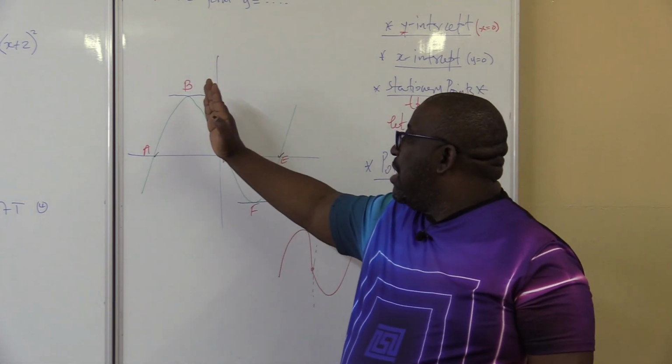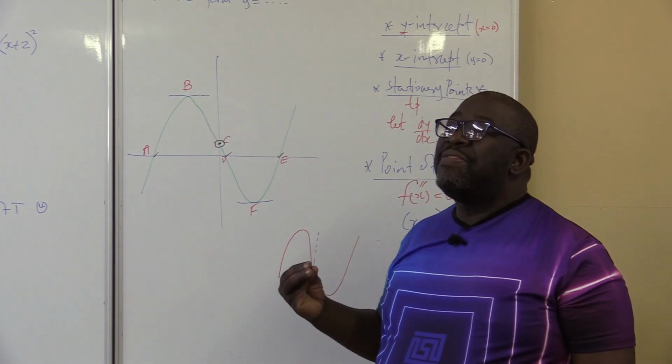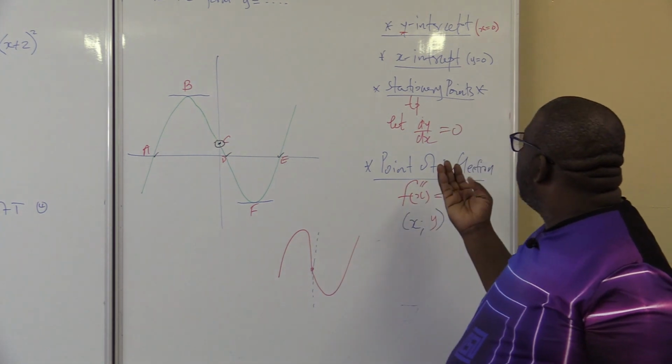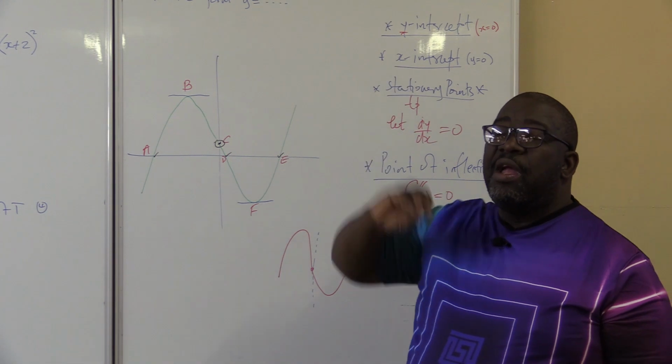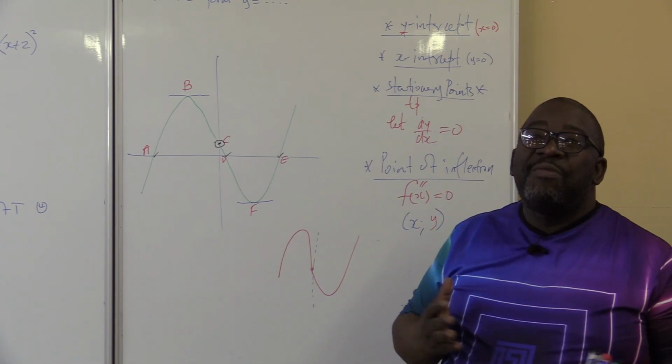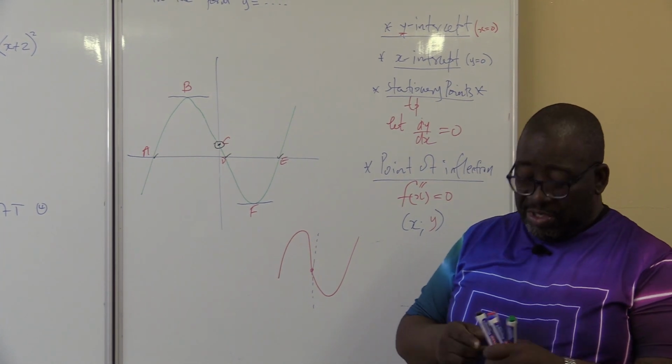You let your dy/dx be equal to 0, and you'll find two points. That's how you'll find the x of the stationary point. To find y, you take that x and substitute it in the original equation. Let me show you another way, the easiest way to find the x of the turning point. This is what you do.